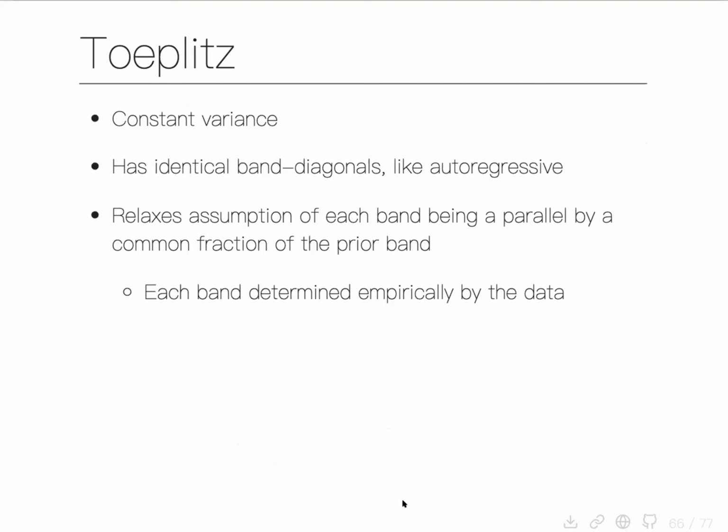The last one that I wanted to talk about is this Toeplitz structure. And it is similar to the autoregressive in that we have a constant variance across the diagonal. But unlike the autoregressive, it does have band diagonals, just like the autoregressive. But what's interesting is instead of estimating one phi, we estimate multiple phis. So each band diagonal gets its own phi estimate. Okay, so it's sort of a compromise between the previous two in some ways.